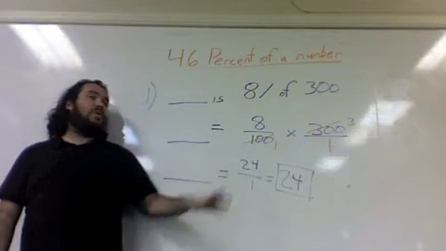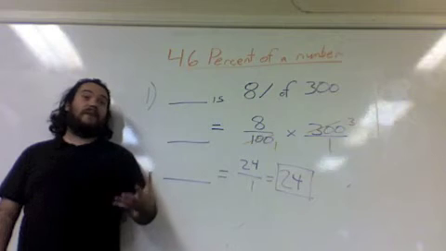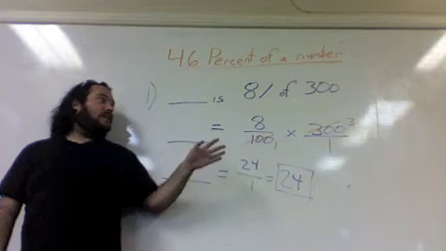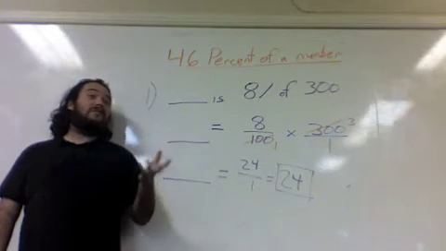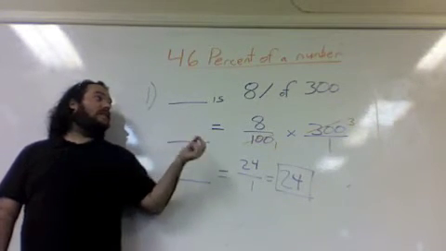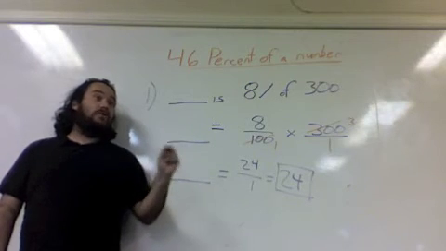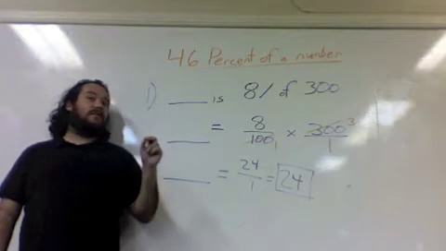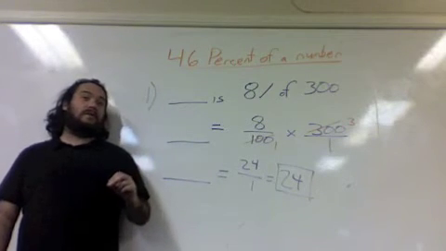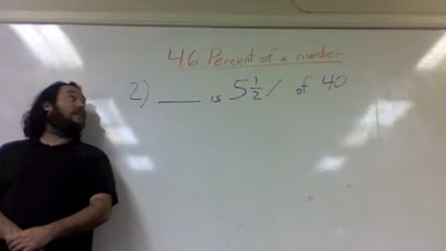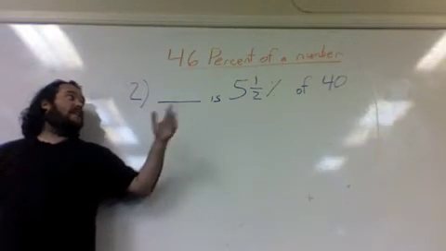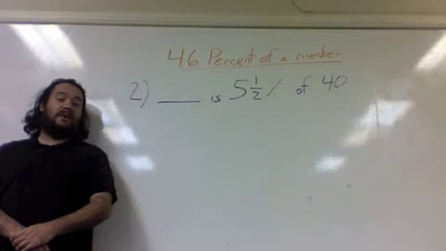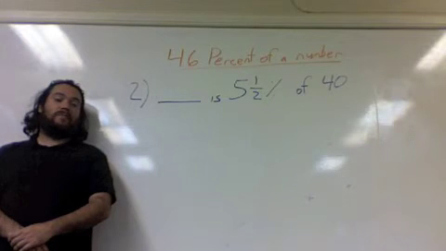If not, take a look at the work and see if you can spot where your mistake is. If you turned yours into decimals, you still should have gotten the same answer. You would have had 0.08, 8 hundredths times 300. This is one of those places where mistakes can happen, right? Make sure you don't put 8 tenths instead of 8 hundredths. The next problem I want you to try on your own is this one. Blank is 5.5% of 40. Hit pause now, and when you hit play, I'll show you how to solve the problem.